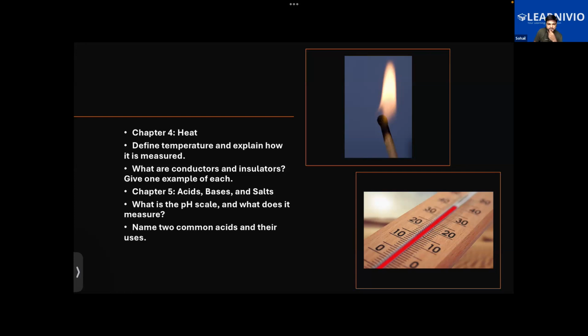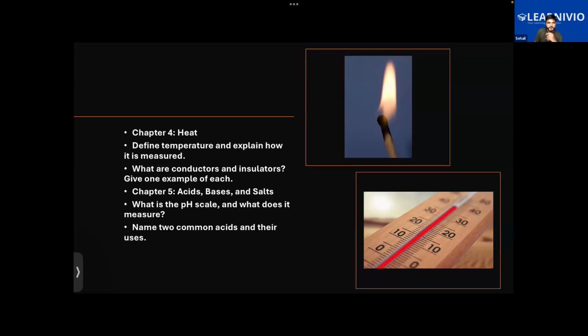Okay, Abu Bakr, you answer the third: what is the pH scale and what does it measure? Okay, Priyanka, you answer: names of common acids and their uses. Yeah.